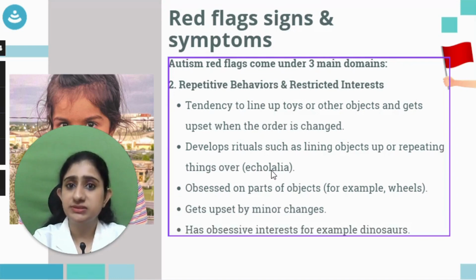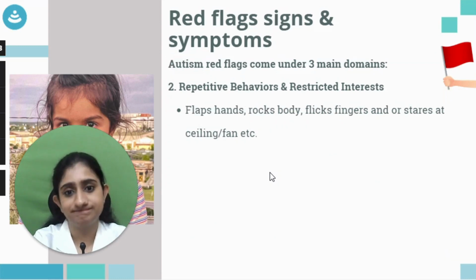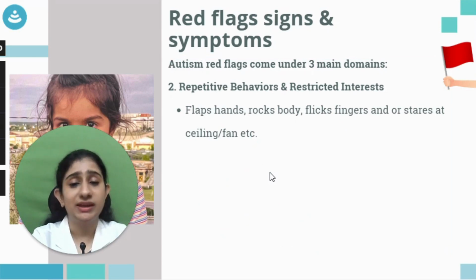They may have obsessive interests, for example, dinosaurs. They would love to play with dinosaurs all the time. They will know all the names of dinosaurs. They would want to know more about it. It's like an obsessive interest towards it. And they must follow certain routines in a way that if any of the routine is changed, then they will get upset. They may flap their hands, rock their bodies, and stare at the ceiling or at the fan for a long time.